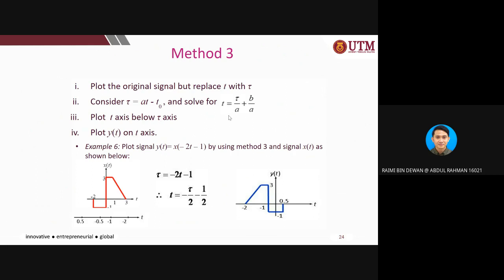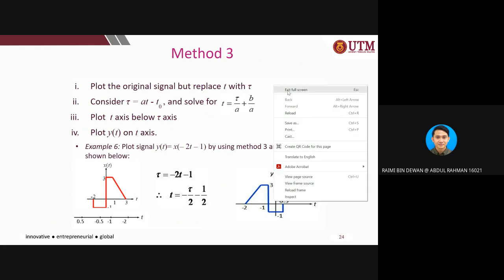Don't worry about this if you're a bit blur. Once I do the demonstration, I think it will be easier to understand. So, let's see now. Example 6: plot the signal y(t) equals x(minus 2t minus 1) by using method 3, with signal x(t) as shown below.